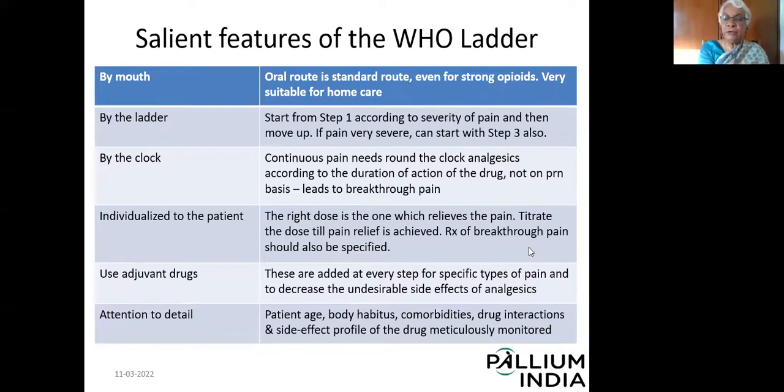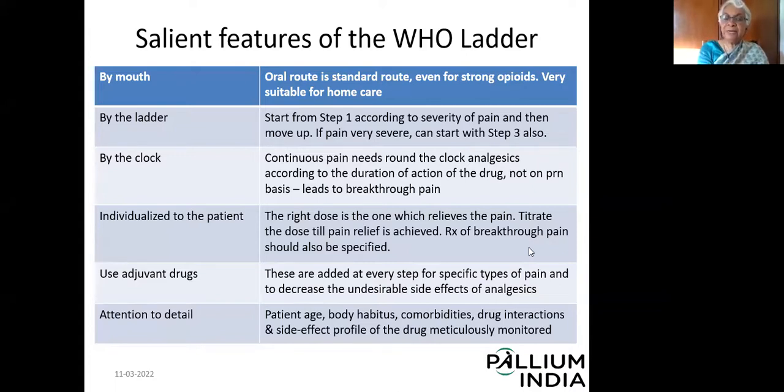This means that you're controlling the pain throughout. There are no peaks and valleys. So the patient also is more satisfied when the pain is under control 24 hours of the day. And that can be achieved only when you give it according to the duration of action of the drug. To make it clear, if I'm giving morphine to a patient, we know that the half-life of morphine is 4 hours. So every 4 hours, you have to give the next dose of morphine.